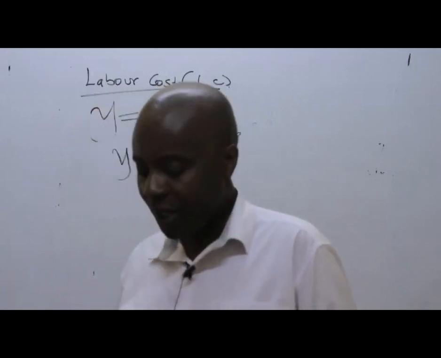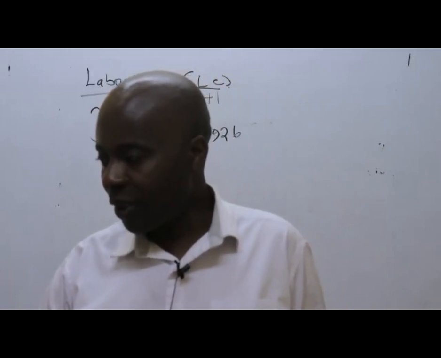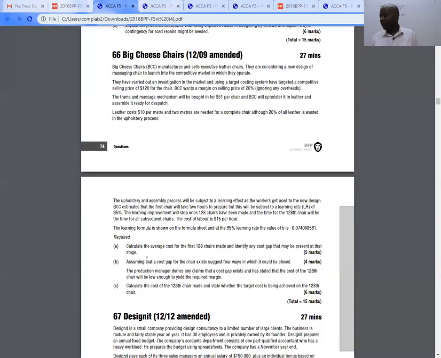Great. Now, please read the question. What do they want us to do in part 1? Let's read the question. Part 1, they want us to calculate the average cost for the first 128 chairs. So give me the labor cost of the first 128 chairs. So come and give me Y, first 128. So this will be 30, 128 is the quantity, raised to 0.926. So please give me this answer. So we say 30 times 128 raised to that parameter.